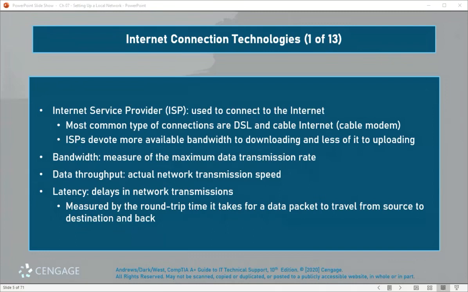So ISPs are going to devote more available bandwidth to downloading information and less of it to uploading for the average host. And this makes sense. When you are logging into the internet on your particular tablet or phone or laptop or desktop or game console, whatever you have, you are trying to retrieve information. You're trying to find something out. You're trying to figure out, who did the Hurricanes win against last night? What's the expected rainfall for this weekend? Blah blah blah.